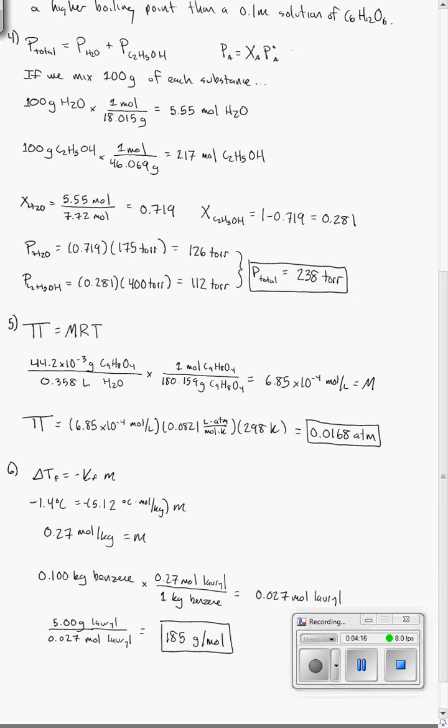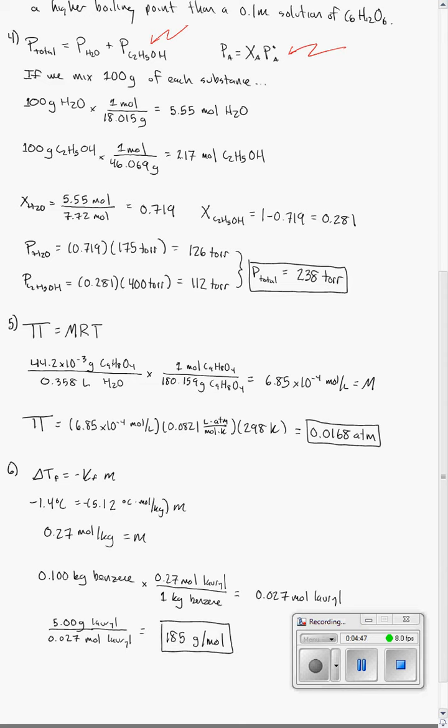So the formula for vapor pressure lowering is depicted here. The new vapor pressure of our substance in a solution is equal to the mole fraction of that substance in the solution times the vapor pressure of that pure substance. So we're going to combine this vapor pressure lowering with Dalton's law of partial pressures. The total vapor pressure of our solution is going to equal the sum of the vapor pressures of the two components in our solution, water and ethanol.